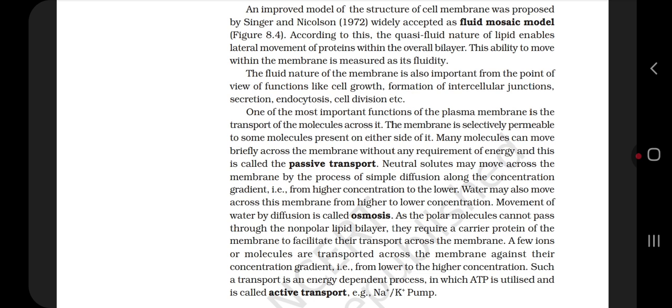A few ions or molecules are transported across the membrane against their concentration gradient, that is, from the lower to higher concentration. Such a transport is an energy dependent process in which ATP is utilized and is called active transport. Example, Na+/K+ pump.